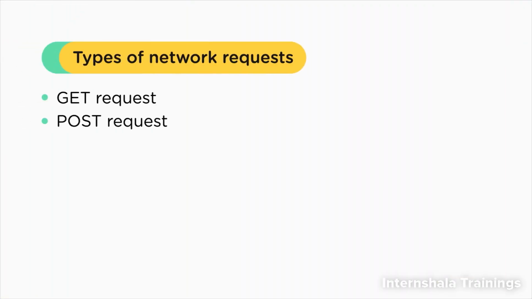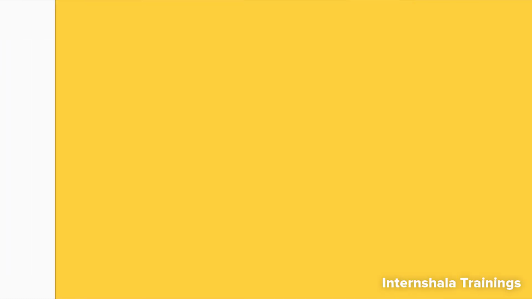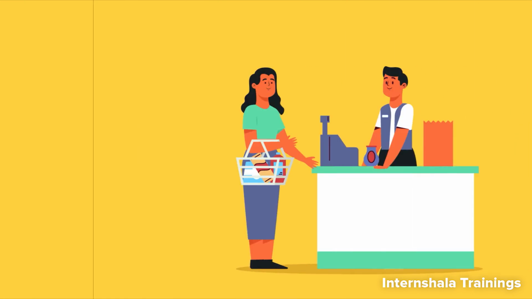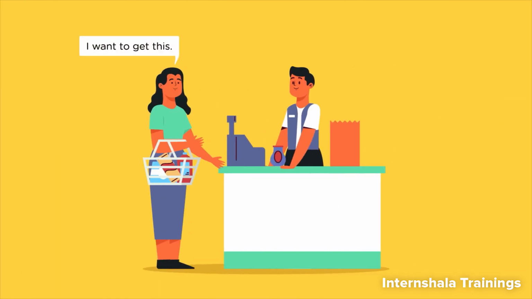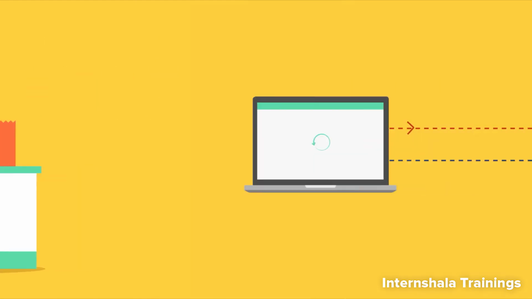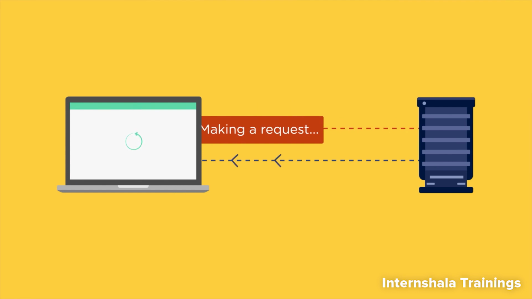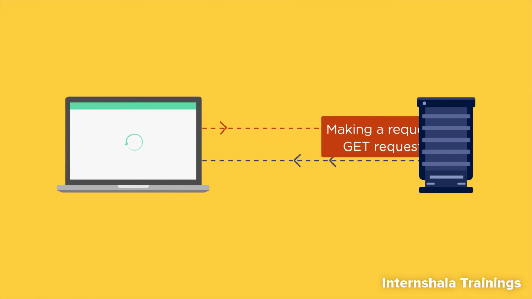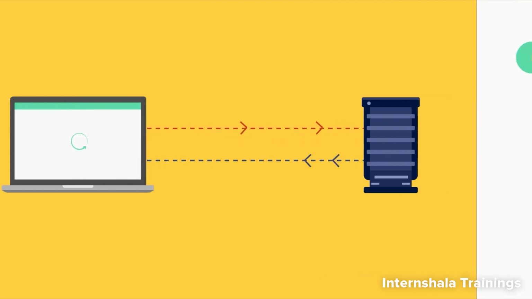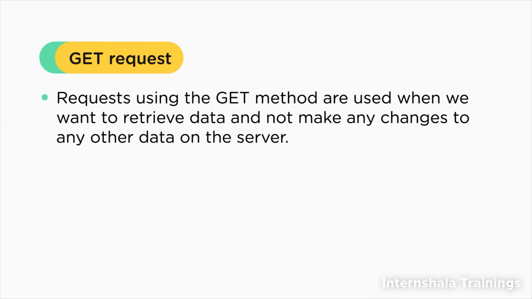Now, let's look at two HTTP methods, GET and POST. GET request. When we say we want to get this, it means that we want something and we want to get it, right? Similarly, when the client wants to request for some data from the server, it makes a GET request to the server. Requests using the GET method are used when we want to retrieve data and not make any changes to any other data on the server.